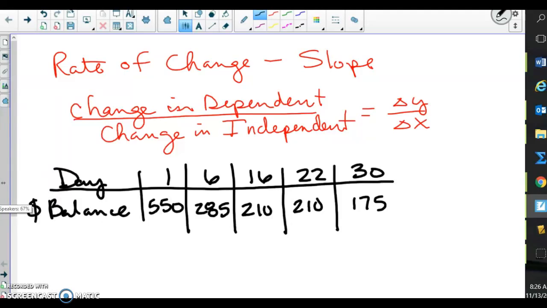Hello, welcome to Monday. We're looking at Chapter 4, Lesson 3, Rate of Change and Slope. And we're going to see the difference between the way we use those two phrases.